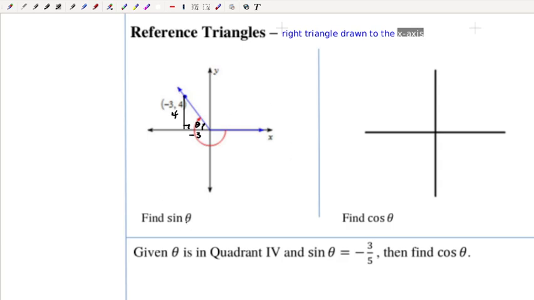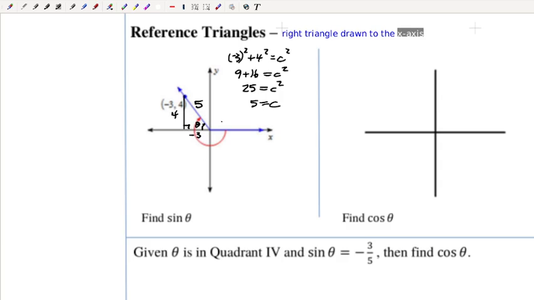Now to find sine theta, I'm going to need the hypotenuse of my triangle, so I can use a squared plus b squared equals c squared. That would be negative 3 squared plus 4 squared equals c squared. That would be 9 plus 16 equals c squared, or 25 equals c squared, and the square root of that, 5, equals c. My hypotenuse is always going to be positive, so even though when I take the square root I could say plus or minus 5, when I'm finding a hypotenuse, it's always going to be positive. The other sides are going to depend on what quadrant you're in, whether they're going to be positive or negative.